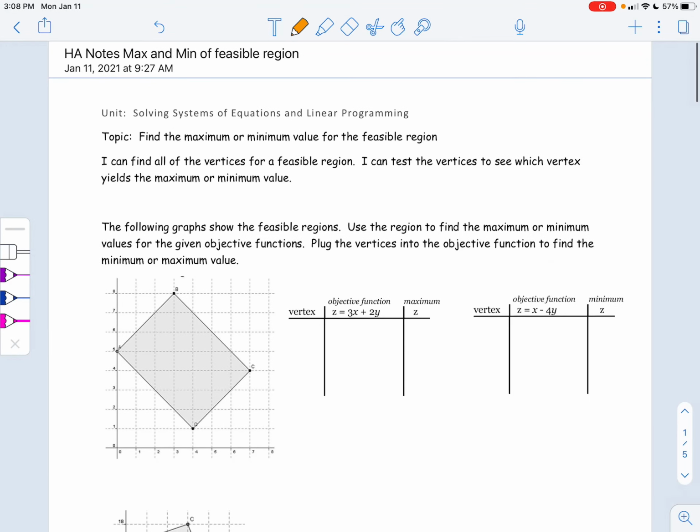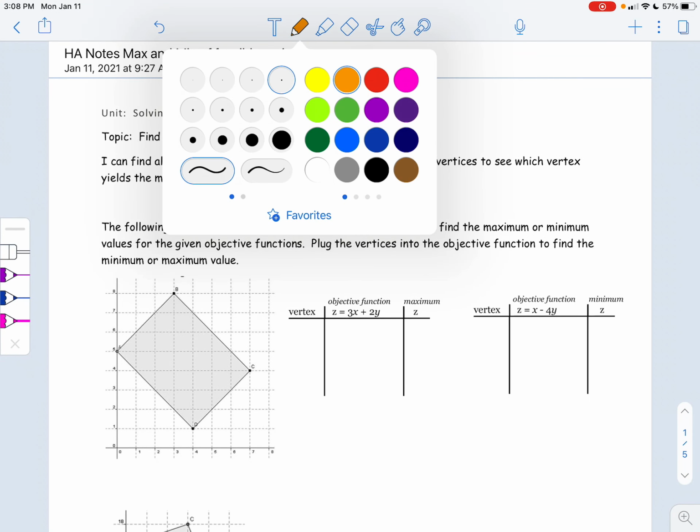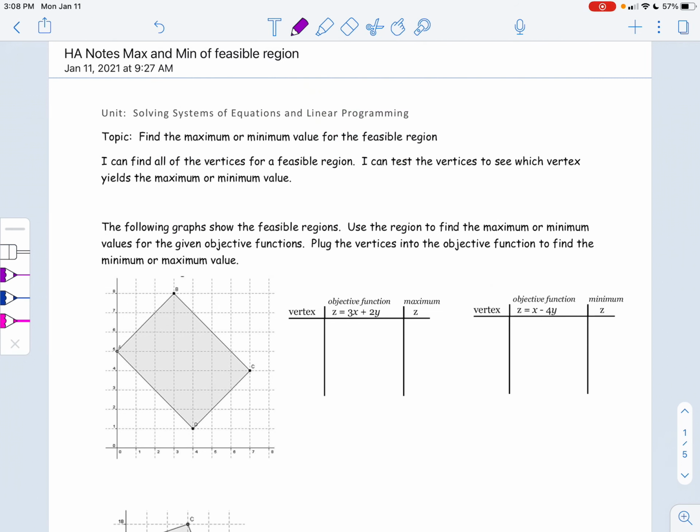Hey, honors kids. I am at a conference today, so hopefully you are watching these notes and taking some good notes about this. We are finding the maximum or minimum value over a feasible region.